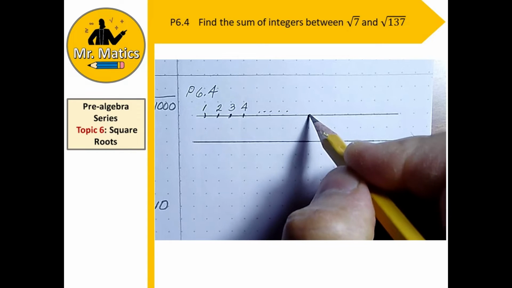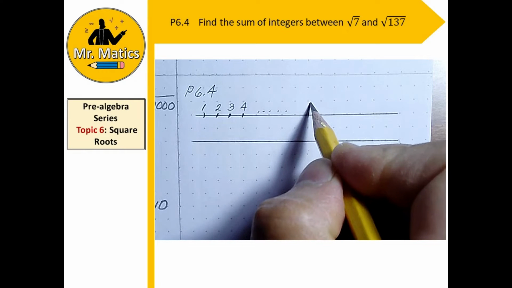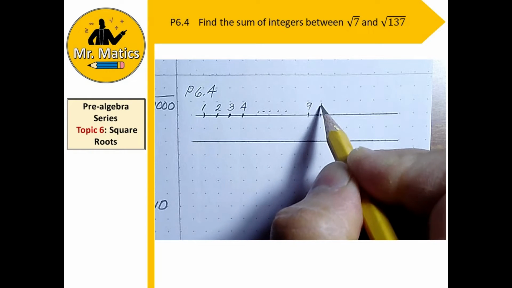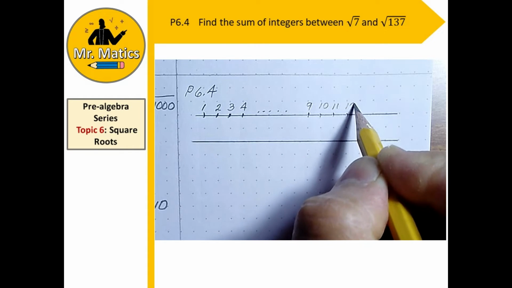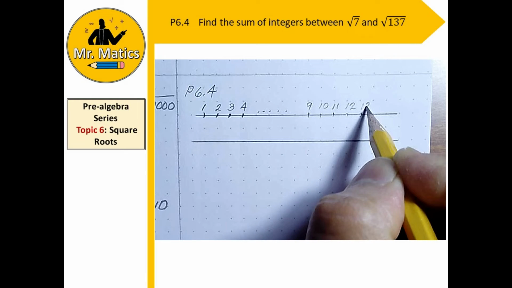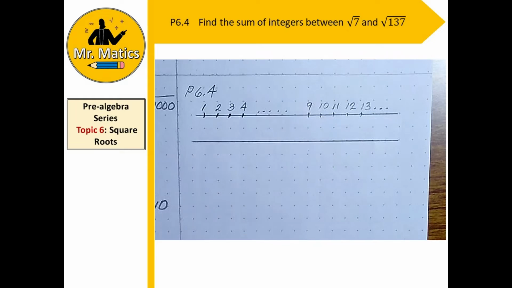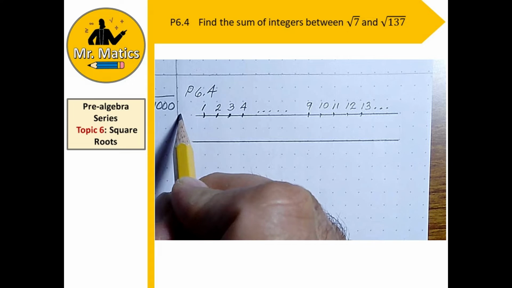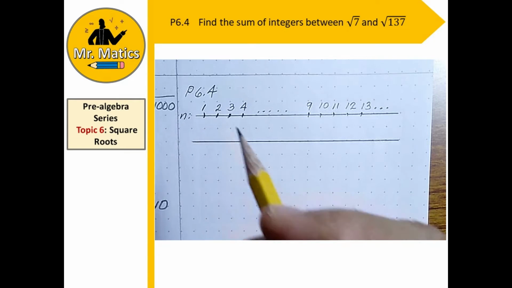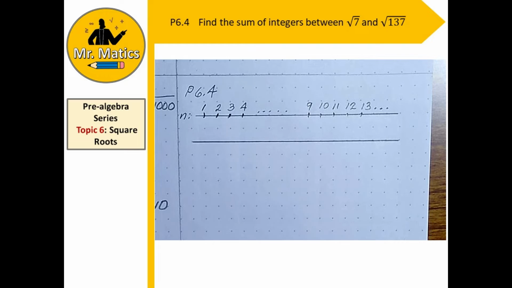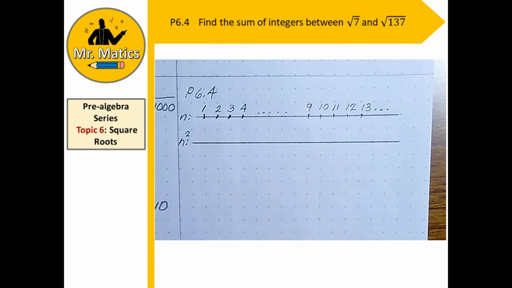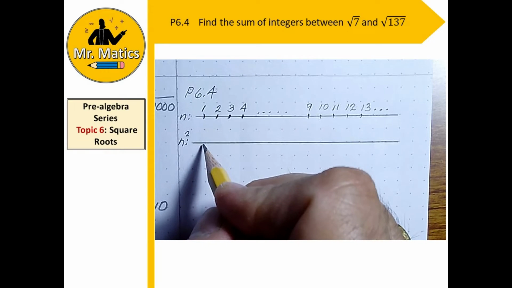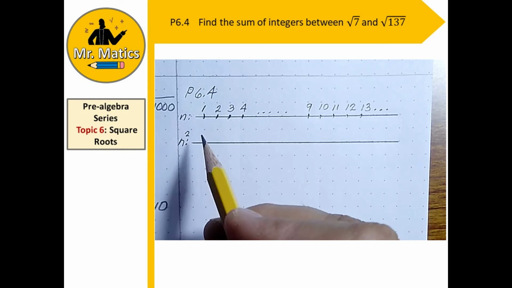And then we come to, let's say, 9, 10, 11, 12, 13, and continue forward. So let's call this number line n, where n is moving from 1, 2, 3, and so forth. And this number line we will call the n square number line. So it is moving every square of these numbers.